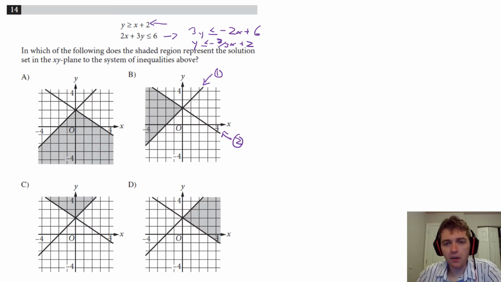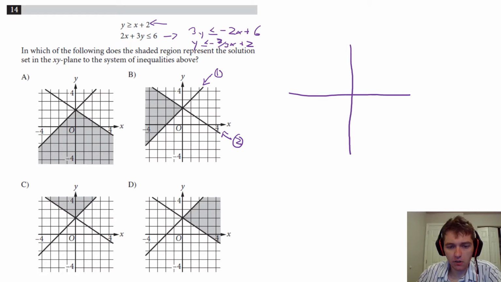So let's redraw that over here so that I can scribble on it. These are your xy axes. I'll grab another color here.